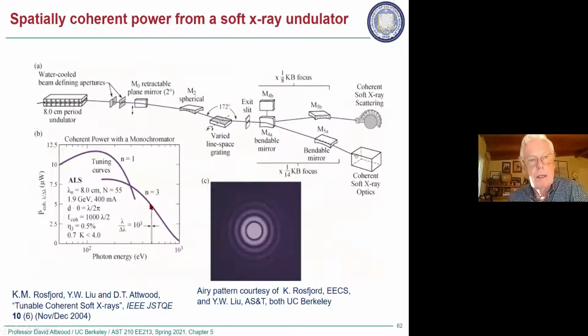So we saw this before. Okay, here are some tuning curves for coherent power with a monochromator. And in this case, it's even lower. It's microwatts. It's down to 10 microwatts, not 400.